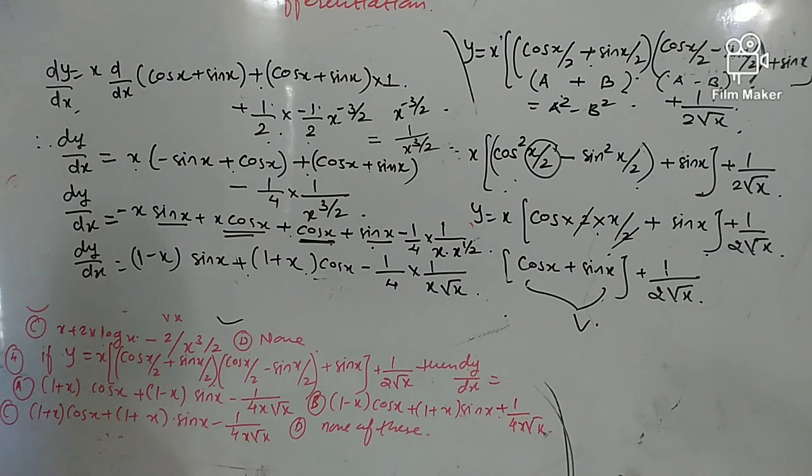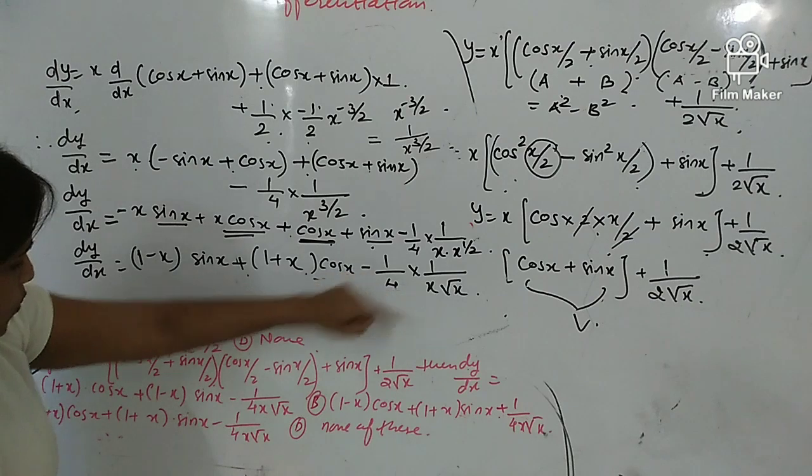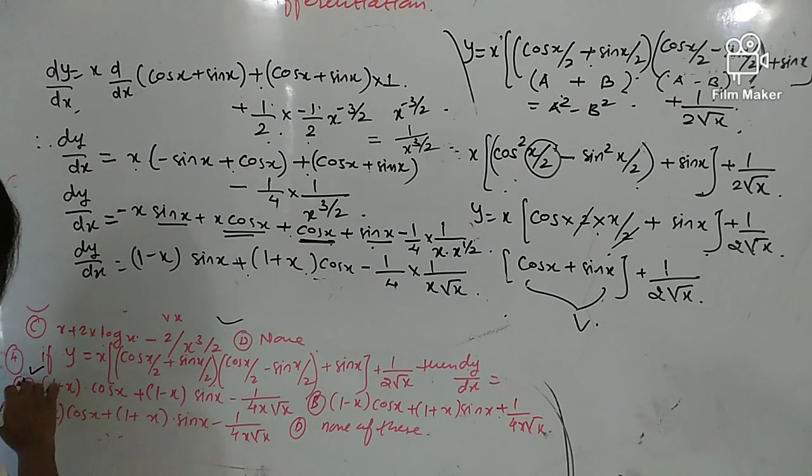Okay. Now check the options. So 1 plus x cos x, 1 plus x cos x, 1 minus x cos x, and 1 plus cos x. So maybe the A and C options are correct. Then 1 minus x sin x. So 1 plus x cos x and 1 minus x sin x. So here is 1 plus x sin x. So this option is wrong. So option A is correct, that is 1 plus x cos x plus 1 minus x sin x minus 1 upon 4x root x. So this option is absolutely correct, option A.